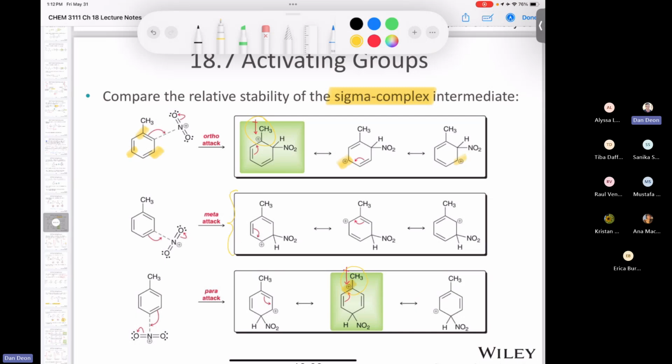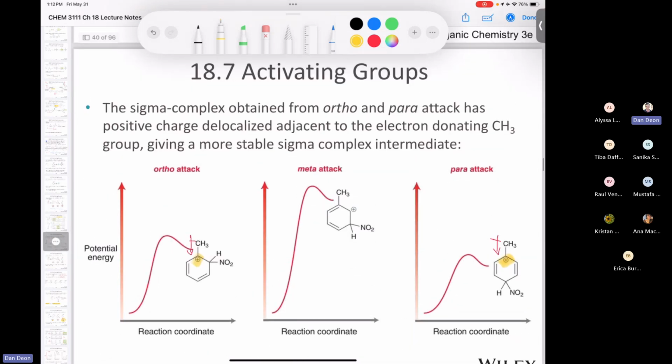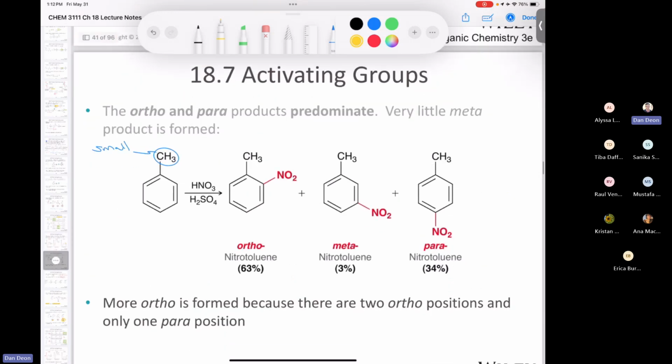And so what does that mean? It means the activation energy for the nitration at the ortho or para position is going to be lower than the activation energy for the nitration at the meta position. So there you go. So we call the methyl group an activating group. Why? Because it donates electron density, and that's going to come up multiple times today.